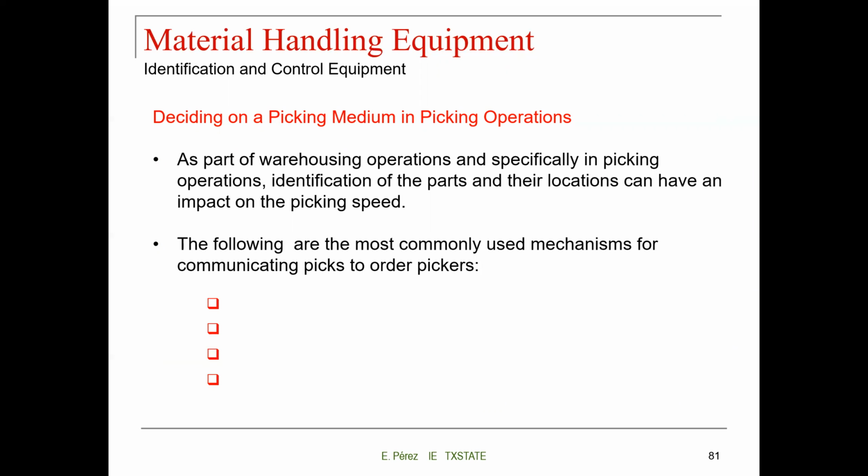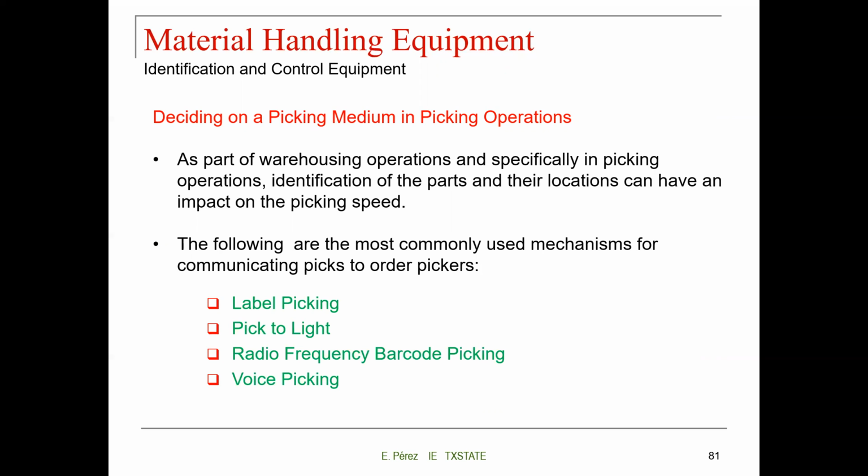Deciding on a picking medium in picking operations. As part of warehousing operations, and specifically in picking operations, identification of the parts and their locations can have an impact on the picking speed. The most commonly used mechanisms for communicating picks to order pickers are label picking, pick to light, radio frequency barcode picking, and voice picking.